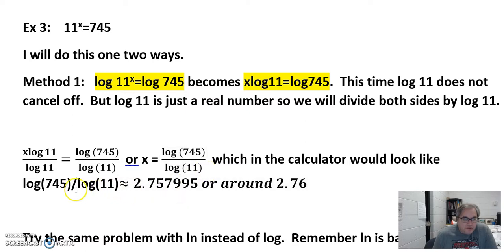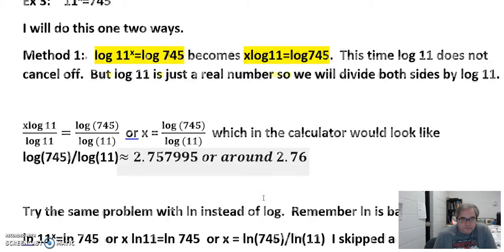And at this stage you might want to throw it in your calculator like this. Make sure you have that parenthesis closing it off. Make sure you have logs on both. It has to look just like that. And we should get around 2.76.